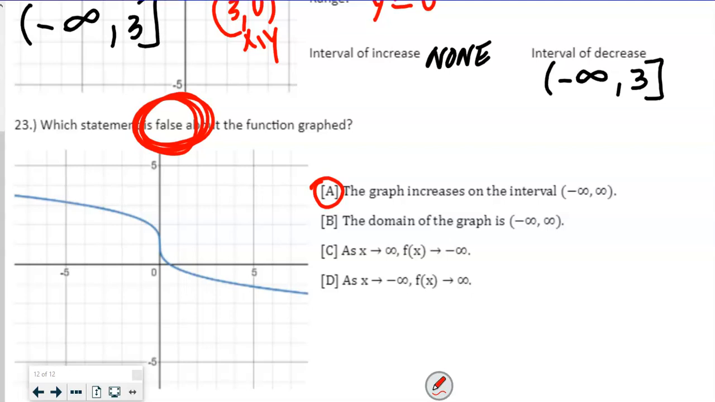Let's keep going, though. The domain of the function, that is true. As x goes to infinity, as we're going this way, the graph is headed towards negative infinity, isn't it, down here? So that's true as well. As x goes to negative infinity over here, where's the graph headed up here? Towards infinity up there, right? So that is true. So on a question like this, yeah, you better catch that word false, okay, guys?